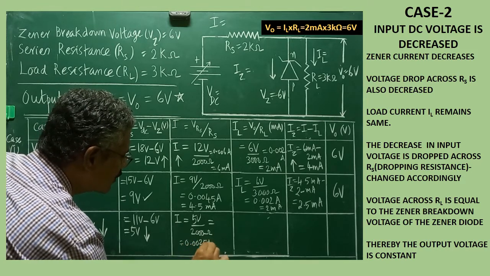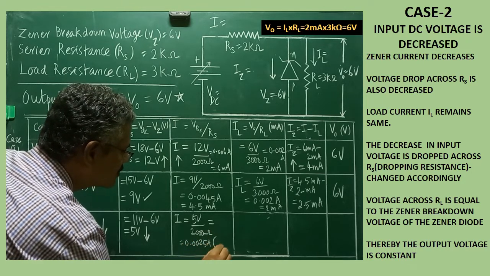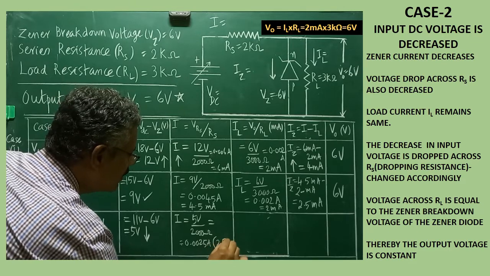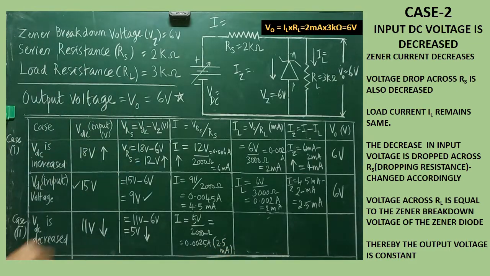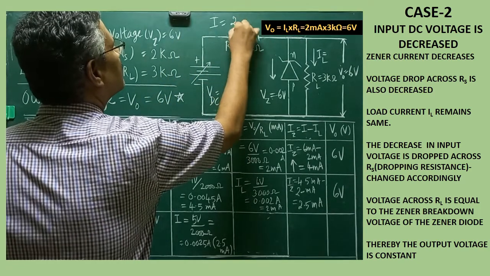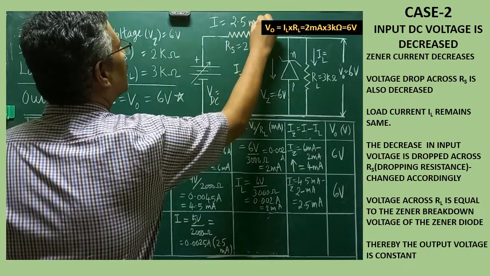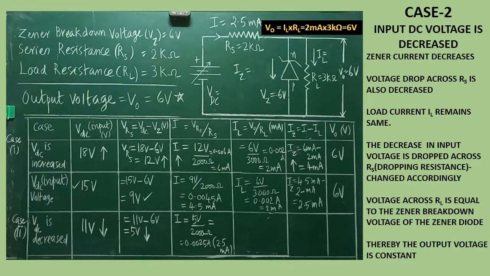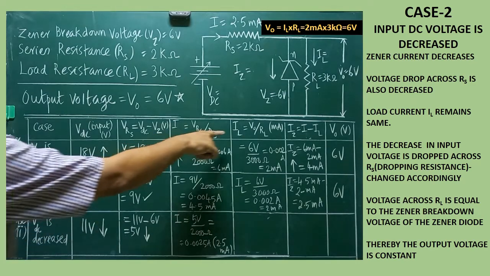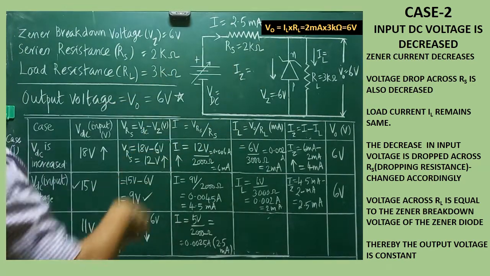0.0025 ampere, that can be written as 2.5 milliampere. So through the RS, 2.5 milliampere amount of current is flowing. Now we are going to calculate the current which is passing through the load.